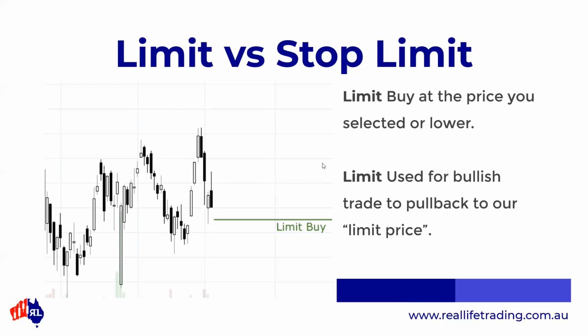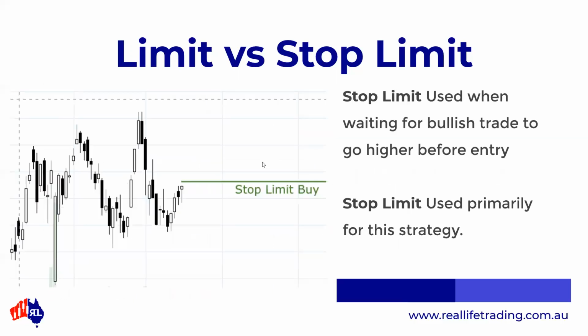Now, if you're looking to play a breakout, for example, you would usually use a stop limit order. This is when you're waiting for the bullish trade to go higher before the entry. If we were to just place a straight out limit buy order, because the price is already lower than where we have set our entry, we would get triggered into this trade instantly, because we have said that we want to buy for this price or lower, right?